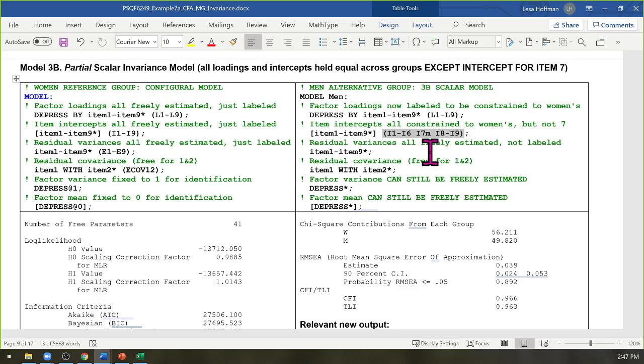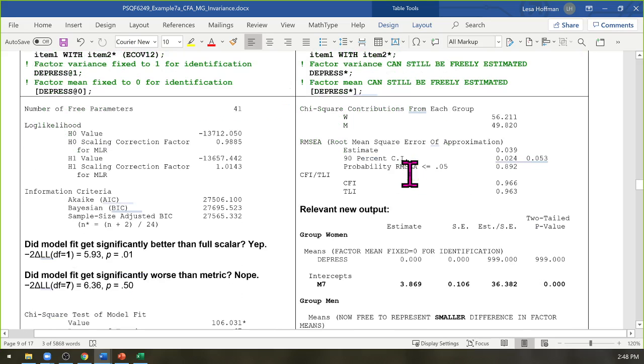So what the model is saying is that all 9 loadings are the same between groups, and therefore the factor variance is estimated. And 8 out of the 9 intercepts are the same between groups, and therefore the factor mean is estimated. So this is what's known as a partial invariance model. 8 out of 9. Are you with me? So partial as an intermediate case between non-invariance and full invariance.